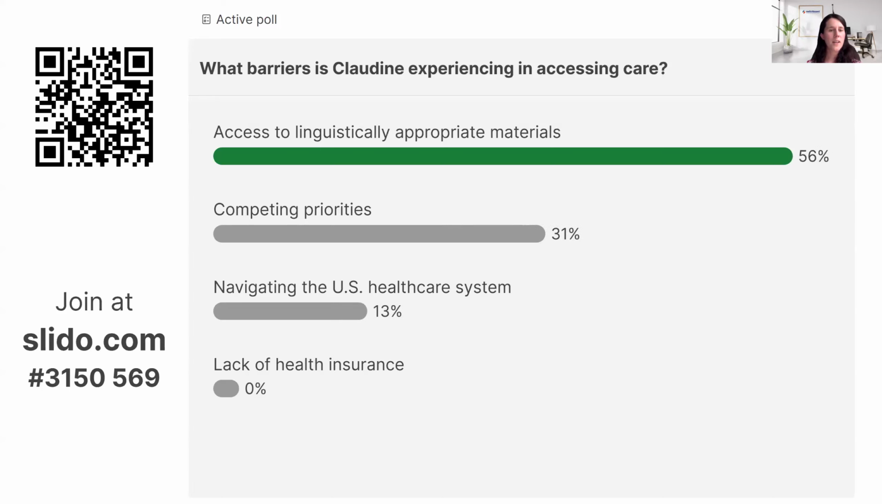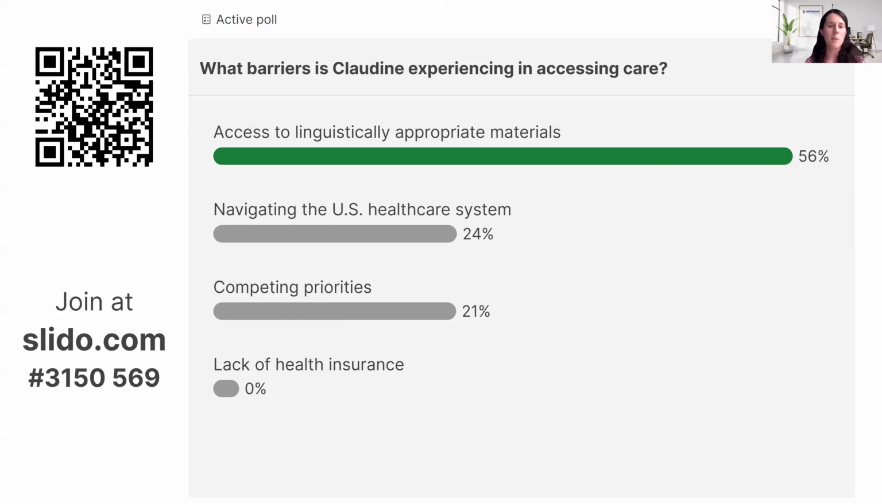So yes, one of the big barriers is access to linguistically appropriate materials, right? She didn't have an interpreter for the appointment. They didn't translate any of the instructions or follow up for her. Competing priorities. She's trying to get her children enrolled. She's a single mother, so she needs to find a job and support her family. Navigating the US healthcare system is definitely an issue. I'll give people one more second. So yes, looks like the biggest barrier you see is access to linguistically appropriate materials.